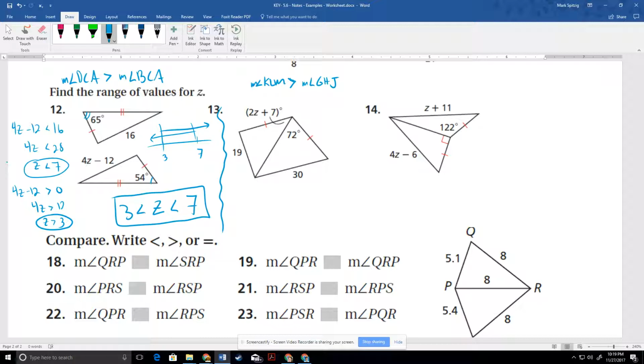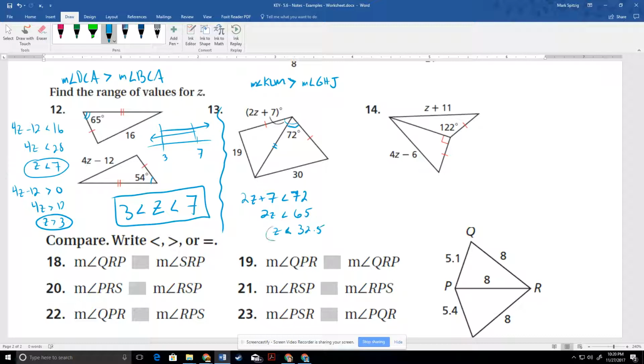Okay, so now we have this angle here. We have these sides are congruent. This side is going to be congruent. So here are sort of hinge angles here I'm looking at. I don't know which one's bigger, but actually I do know this one. I know 72 is going to be bigger than this angle because the opposite side is 30 and the other opposite side is 19. So this one, because it's 30, is bigger than 19. So the 72 is going to be bigger than 2z plus 7. Or in other words, 2z plus 7 is going to be less than 72. So 2z is less than 65. So z is going to be less than 32.5.